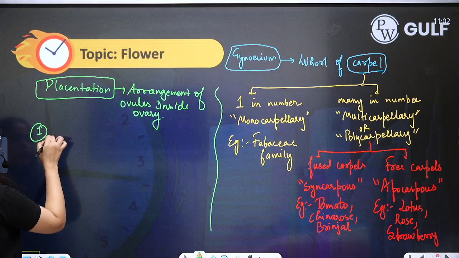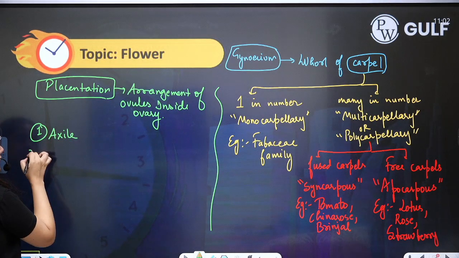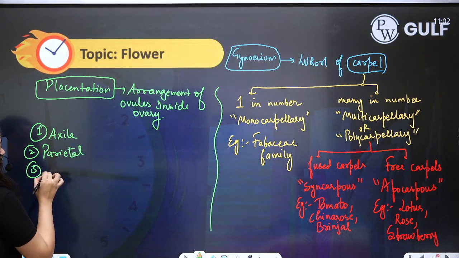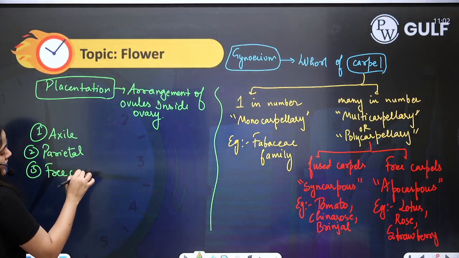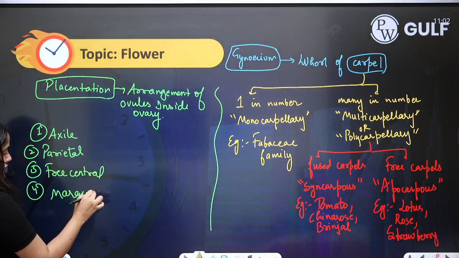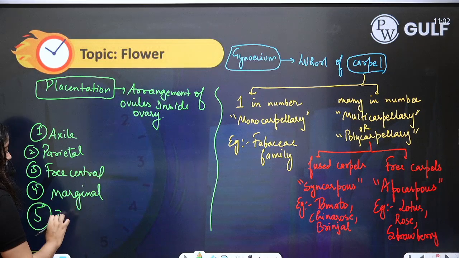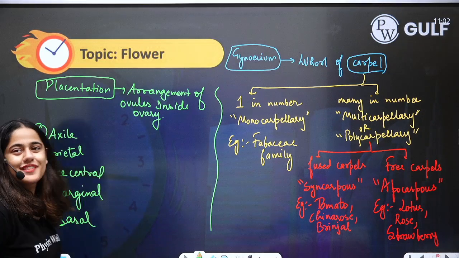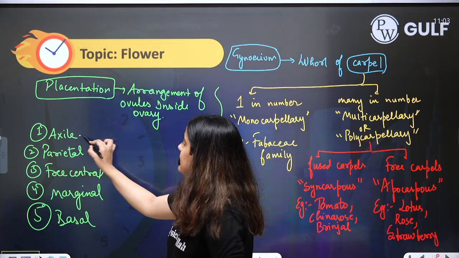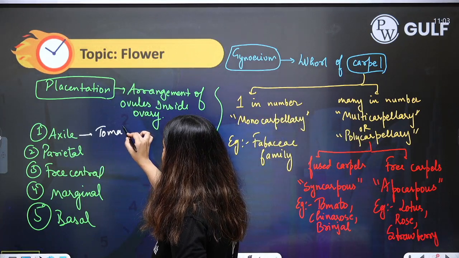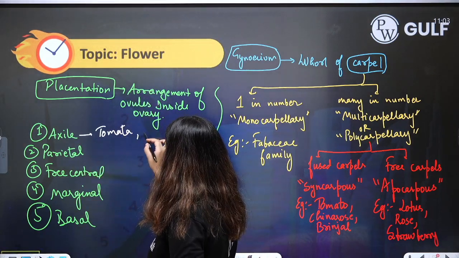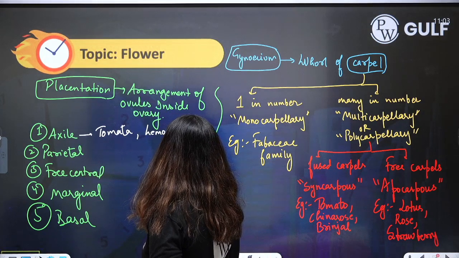So there are 5 types of placentation: axile, parietal, free central, marginal, and basal. Right? Axile placentation you can see in tomato. So whenever you cut a tomato next time, the round tomato, you can observe the axile placentation: lemon, China rose.